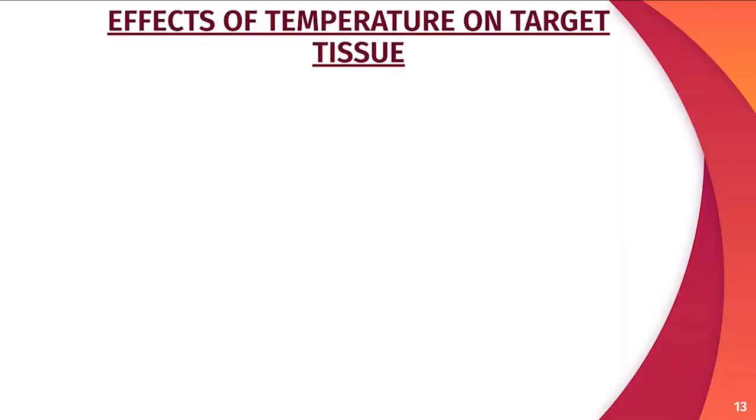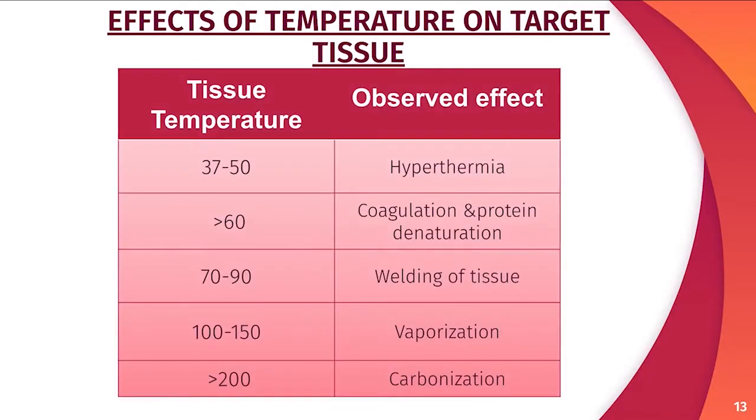Now we'll see the effects of temperature on target tissue. In this table you can see the tissue temperature and the observed effect. The first one, 37 to 50 degree, there is hyperthermia of the target tissue. When the temperature rises beyond 60 degree, there is coagulation and protein denaturation. When the temperature is between 70 to 90, there can be welding of tissue, 100 to 150 vaporization, and greater than 200 carbonization may occur.